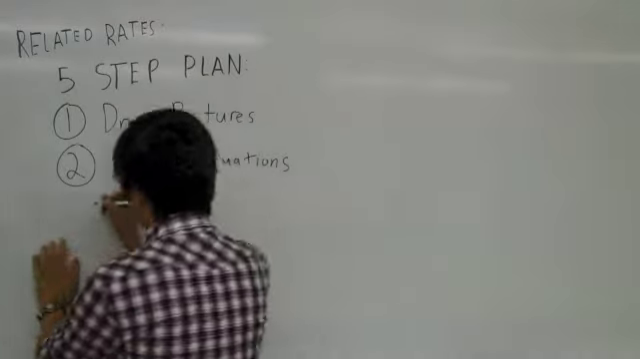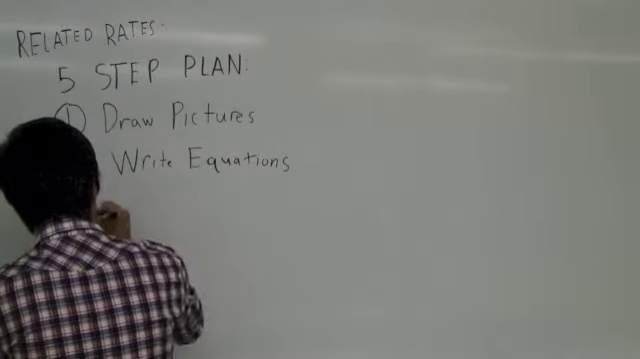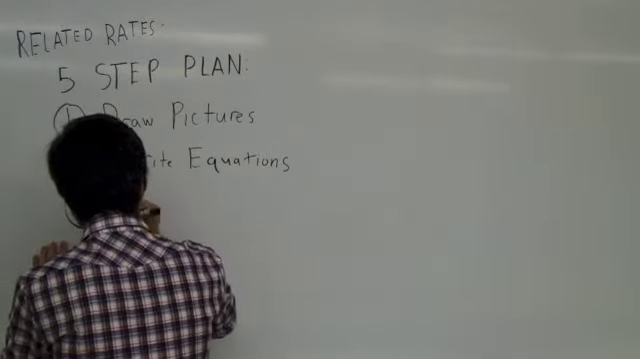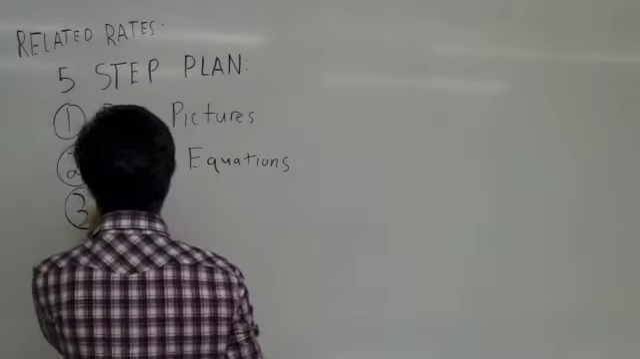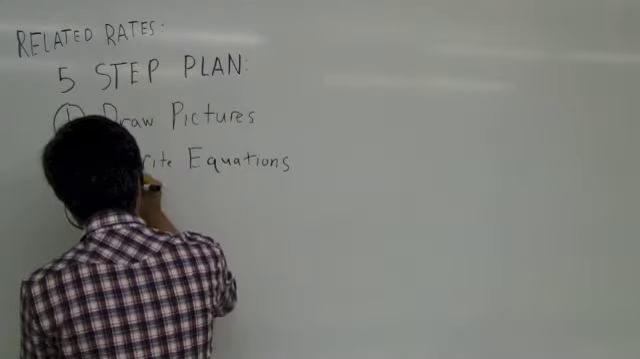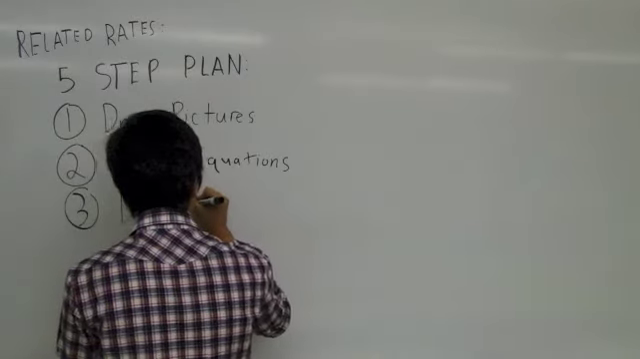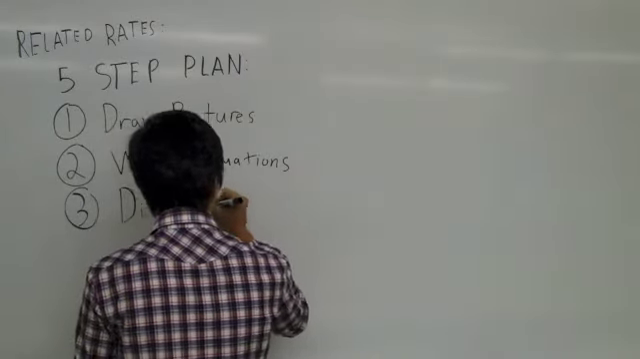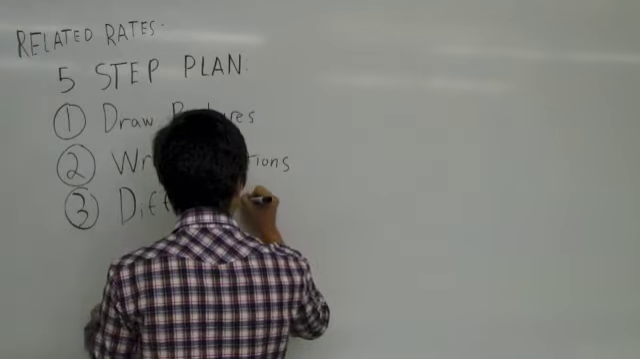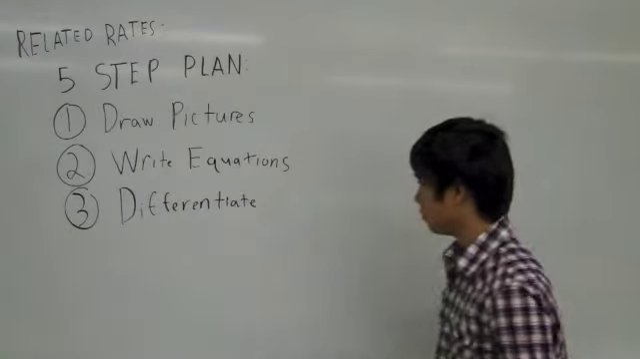Step 3 is to differentiate the equations. This is implicit differentiation because you'll be differentiating with respect to time, t, which is almost never in the actual equation. At this point, you'll have to be careful in identifying what in the equation is a variable and what is a constant.